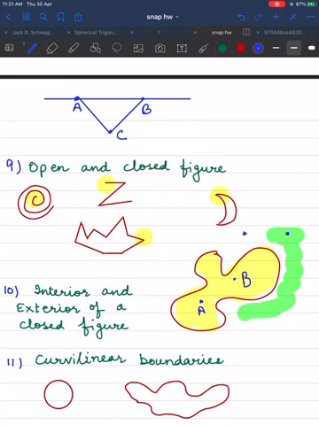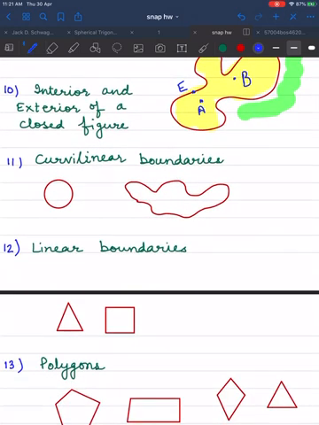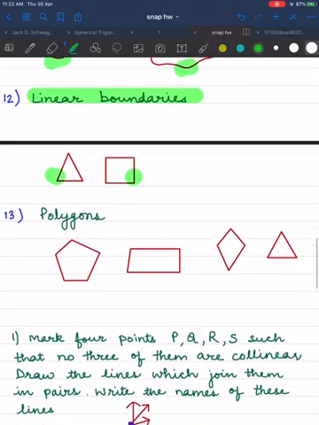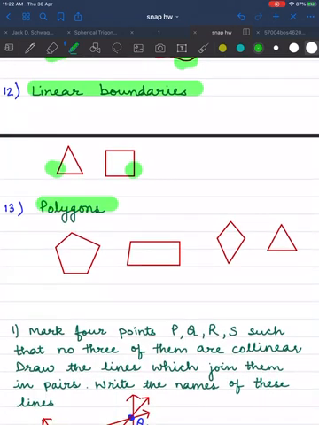Now let's draw some points. Here A and B lie in the interior of this closed figure. Points C and D lie in the exterior. Points E and F lie on the boundary line. Curvilinear boundaries are made up of only curved lines. Here you can see a circle and another curved figure. Linear boundaries are made up of only straight lines. You can see here a triangle and a square made up of straight lines.